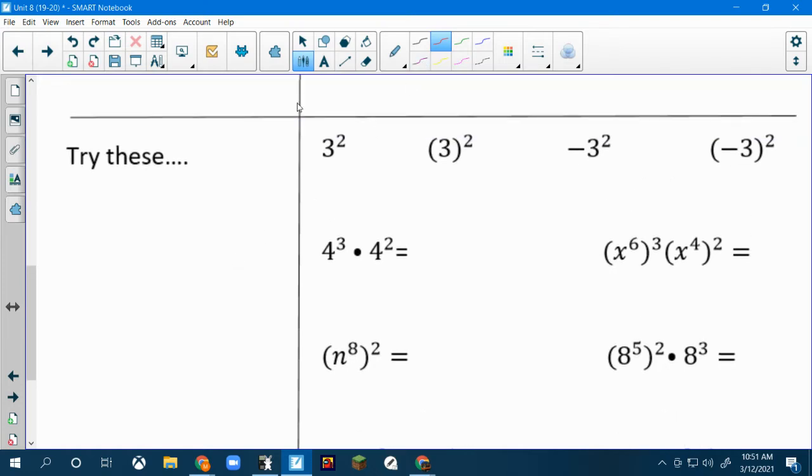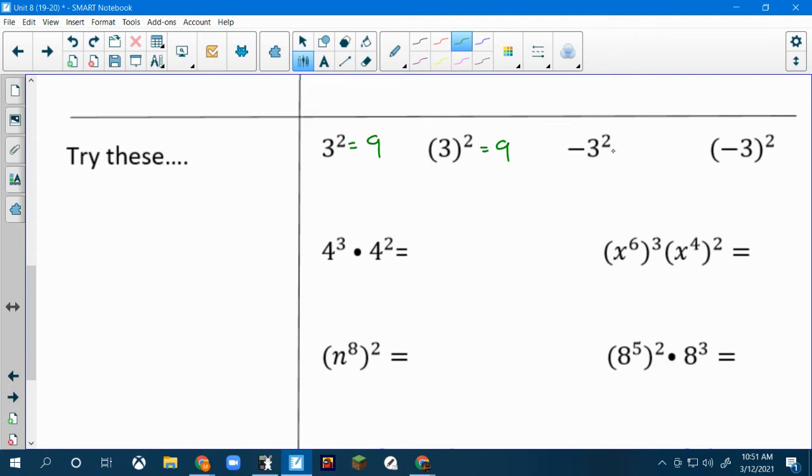Okay, let's see if we can simplify some of these. 3 squared, pretty easy. See if you can simplify these without my help. Come back when you are done and unpause the video and see how you did. Okay, 3 squared, that's just 3 times 3, that's 9.